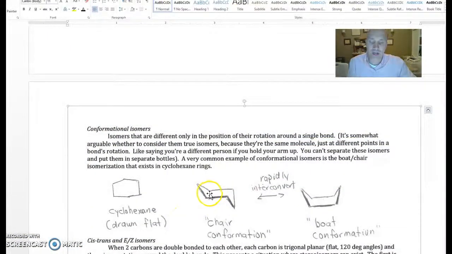One thing I'm going to point out is that there are actually ways to draw these. When you're drawing a chair, you do it like this, and notice that this side right here is deliberately drawn bolder than this one. The bolder side would be the side that's closer to you, and these two back here would be farther away. This would be the footrest carbon down here. You can do the same type of thing with a boat conformation.